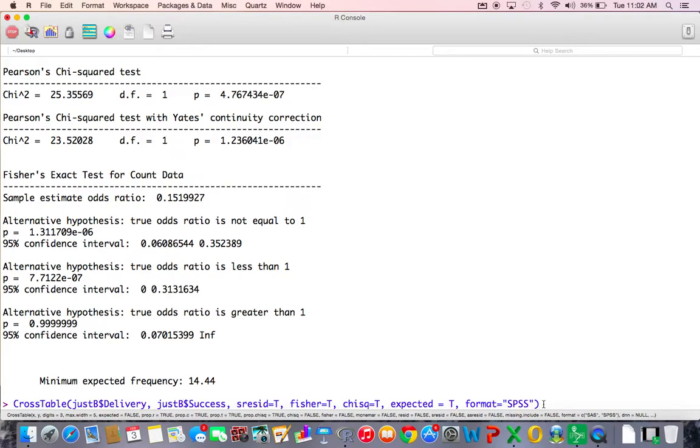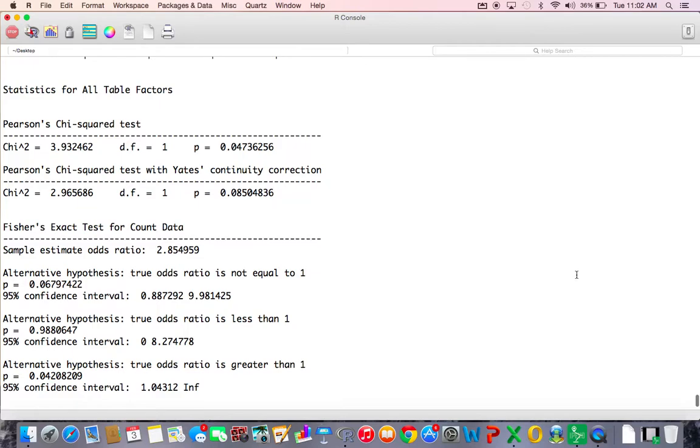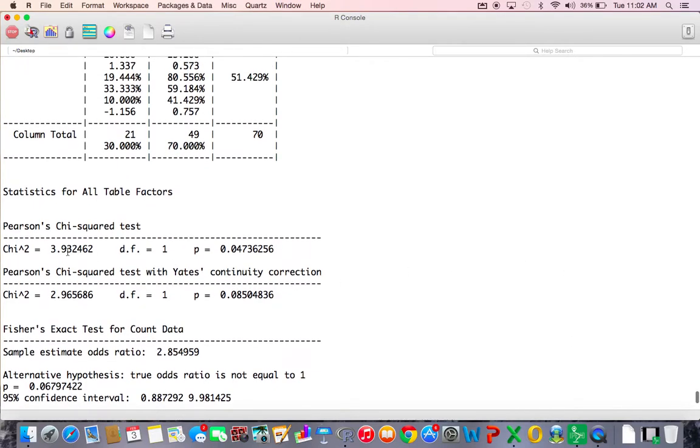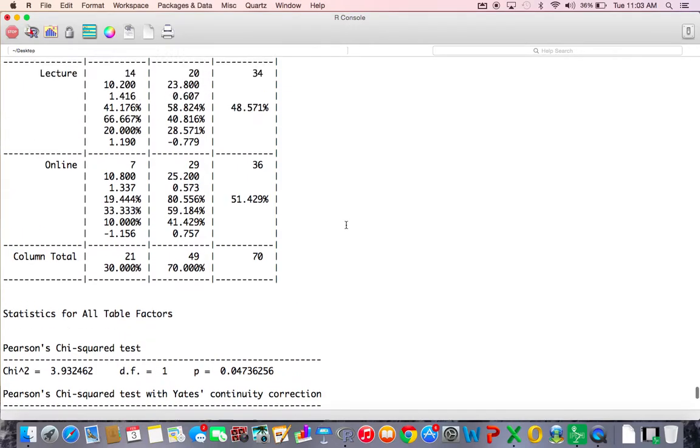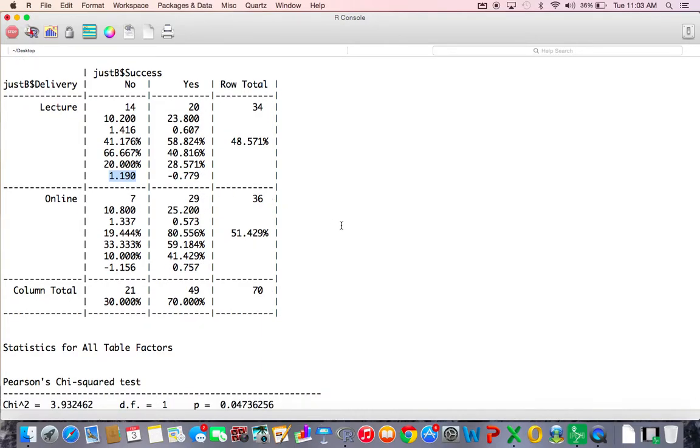And I bet what we do here, I bet we don't find anything. Well, we are statistically significant, 3.93, but the p-value is bordering right around the 0.05 threshold. None of the observed cell counts or the standardized residuals are greater than the absolute value of 2.